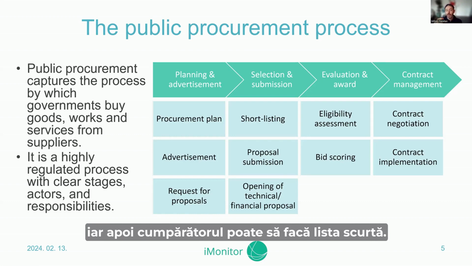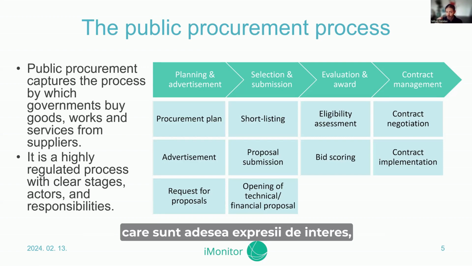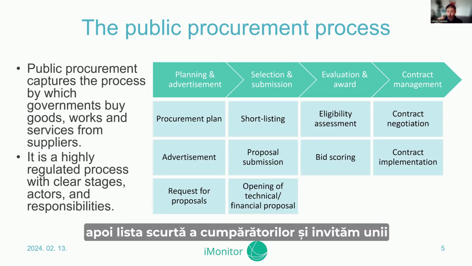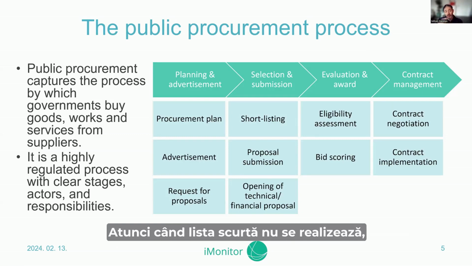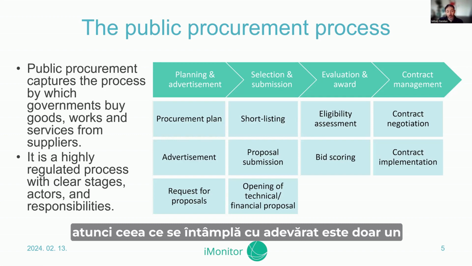And then the buyer can either do shortlisting. Sometimes the procurement process is two-stage. We get initial submissions, which are often expressions of interest. And then the buyer shortlists and invites some of these interested bidders for the second stage. Not necessarily happening, but often happening especially for bigger, more complex projects. When shortlisting doesn't happen, then what happens really is just an open call and then proposal submissions, and anyone can submit without being on a shortlist.